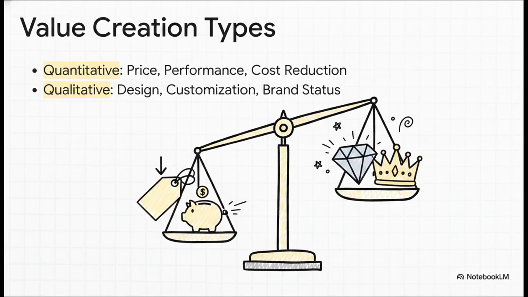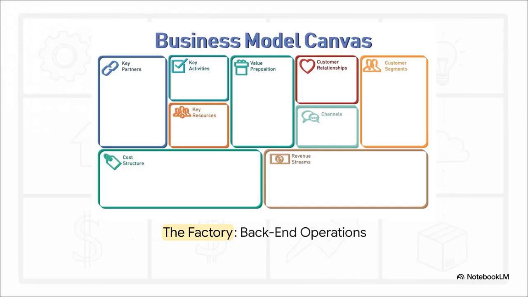Alternatively, value can be qualitative. This is highly subjective. Think about the prestige of wearing a Rolex, or the sleek, intuitive design of an Apple product. You really have to know exactly which type of value you're optimizing for. All right, let's shift over to the left side of the canvas and see how this builds into the factory.